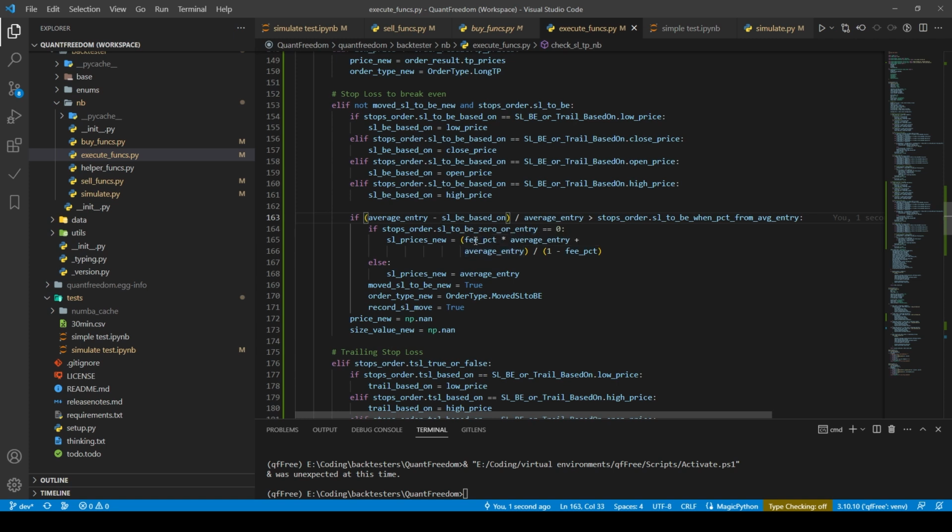What is this? What is this? Stop loss price new is the fee percent times average entry plus average entry divided by 1 minus fee percent. I don't know what that is. I don't know what that is.